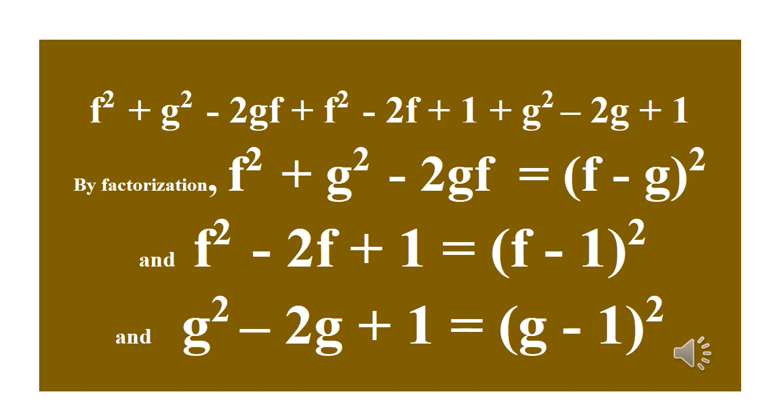That is, if you expand f minus 1 into bracket squared, it will give us f squared minus 2f plus 1. Then the third equation, g squared minus 2g plus 1. If you factorize it, we get g minus 1 into bracket squared. That is, if you expand or simplify g minus 1 squared, it will give us g minus 1 into bracket times g minus 1 into another bracket. If you expand it and solve it, you will get g squared minus 2g plus 1.